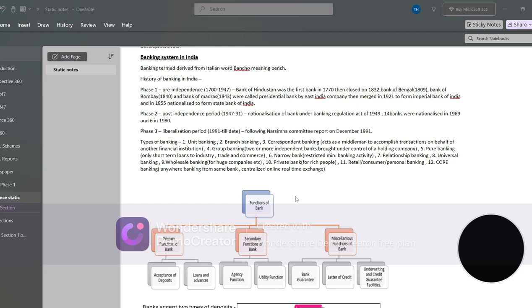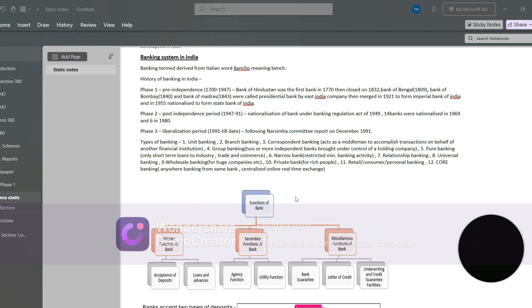After this, the third phase of the history of banking happened, which is known as the liberalization phase, which is still going on from 1991 till date, and it is following the report of the Narasimha Committee of December 1991. Now let's look into types of banking. There are 12 types of banking.